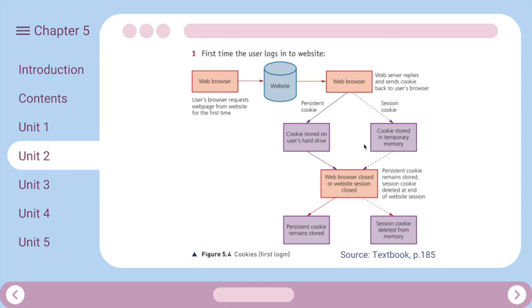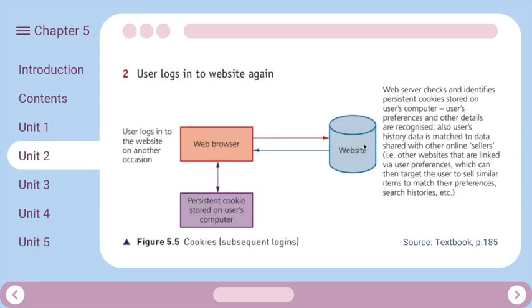When the web browser is closed or the website session is closed, persistent cookies remain stored, and session cookies will be deleted from memory at the end of the website session. When the user logs into that website again, the web server will check and identify persistent cookies stored on the user's computer, which may include the user's preferences or other recognized details. Also, users' history data might be matched to data shared with other online sellers, which is the same as the example of buying a book in CS explained before.